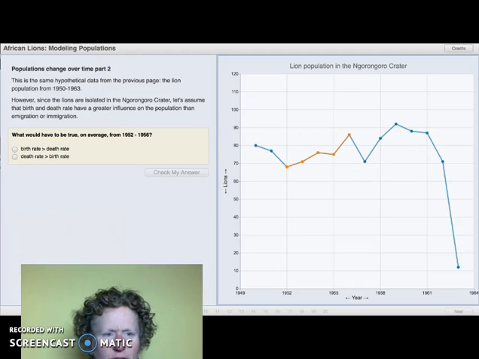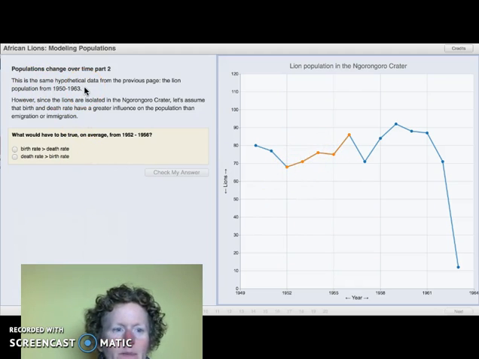Now we're going to look at a different part of the graph. Populations change, and we're going to look at this part of the graph here. This is the same hypothetical data from the previous page, the lion population from 1950 to 1963. However, since the lions are isolated in the Ngorongoro crater, let's assume that birth and death rates have a greater influence on the population than emigration or immigration.